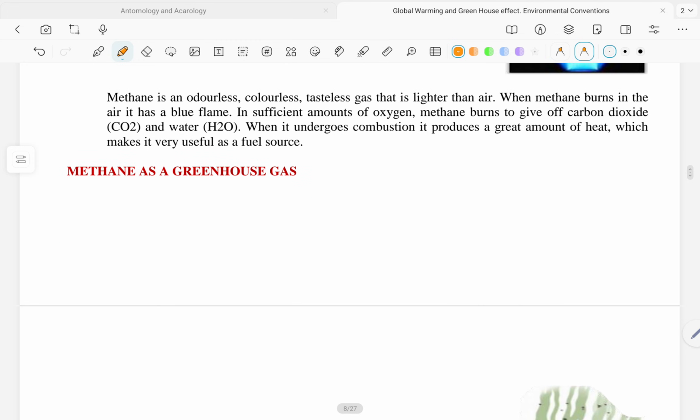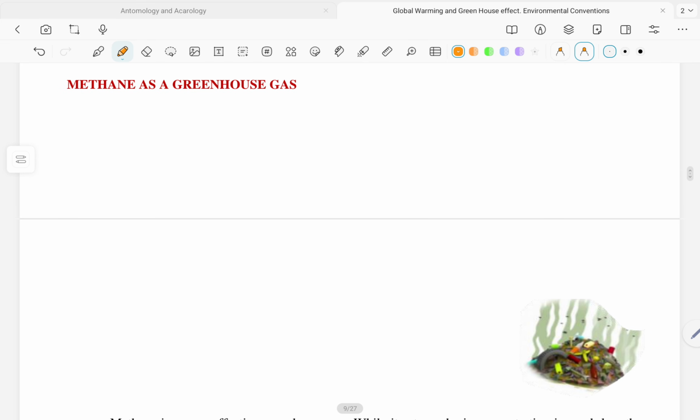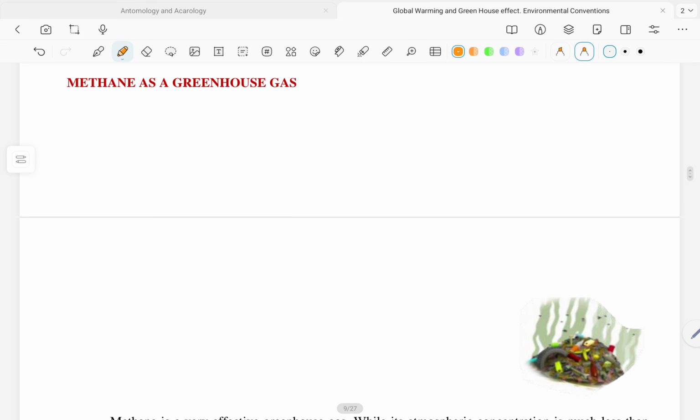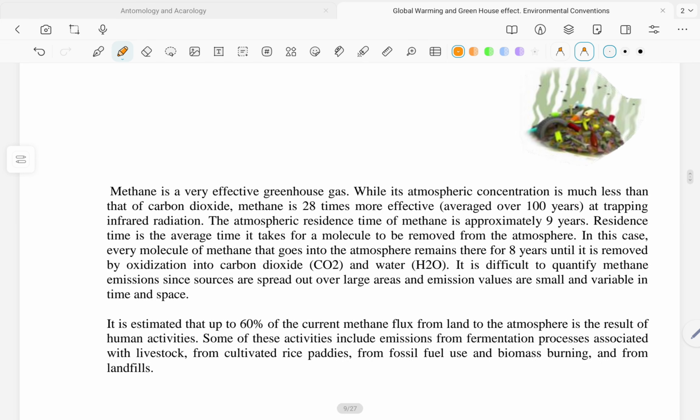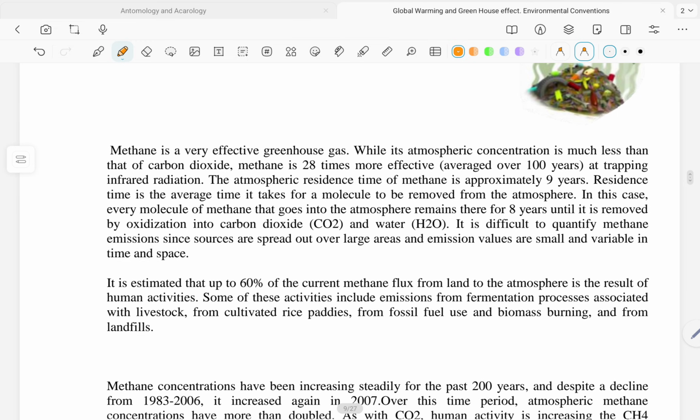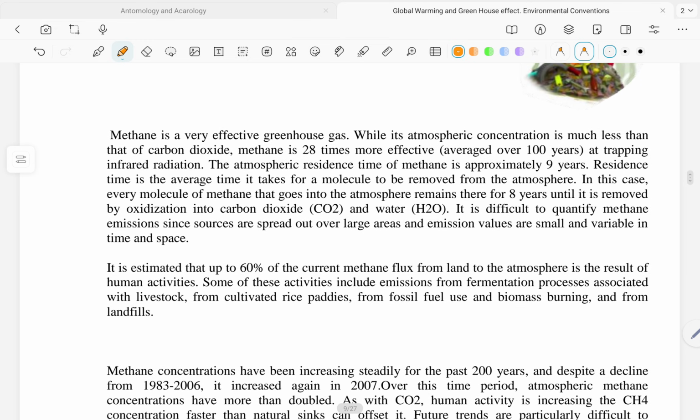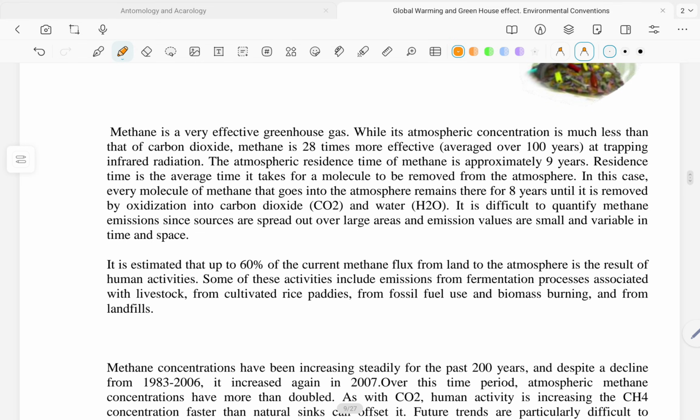Methane as a greenhouse gas. Methane is a very effective greenhouse gas. While its atmospheric concentration is much less than that of carbon dioxide, methane is 28 times more effective, averaged over 100 years, at trapping infrared radiation.